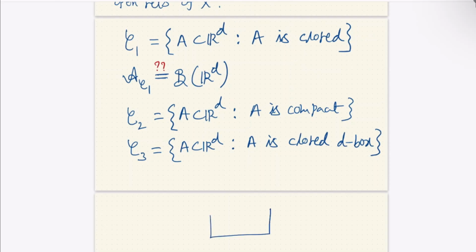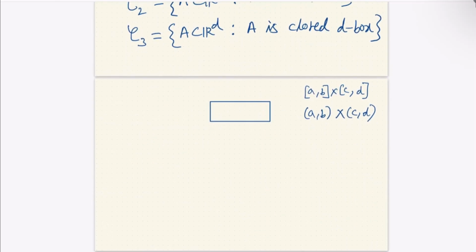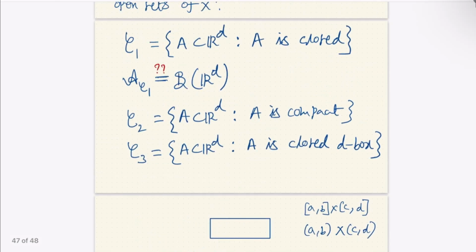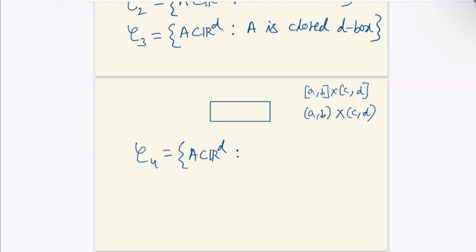Closed d-box means, in 2D, if you take a d-box of (a,b) cross (c,d), it is a d-box for any real numbers a, b, c, d. So this is a closed d-box. But if you choose open intervals, the boundary is not involved there, so this is not closed. That is how the closed d-box differs from the open d-box. Another, C4, the same extension in R^d. For all the examples in this list that I'm doing, if you do one of them, the rest are quite evident because all are slightly interconnected.